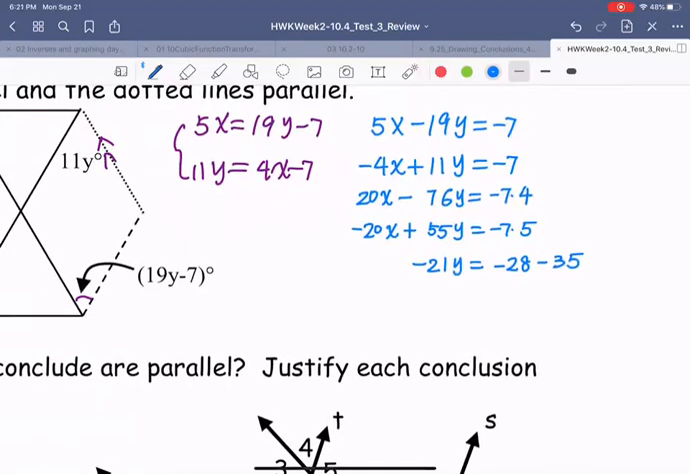Negative 21y equals negative 53. So you have this. Hold on, what's the right value? Negative 21y equals how much? Negative 63. And then you divide it by 21, right? Yes, this is negative 63. So y equals how much? Positive 3. Now you put it back and you solve for both of them.